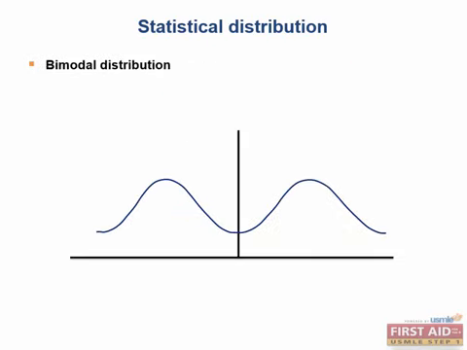Shifting gears now, let's talk about deviations from the normal distribution that we just discussed. Take a look at this bimodal distribution. What do you think would cause something like this?